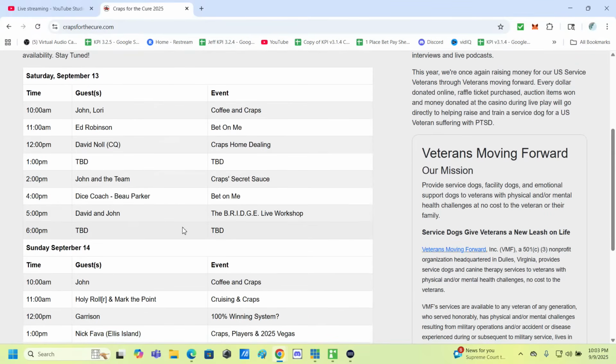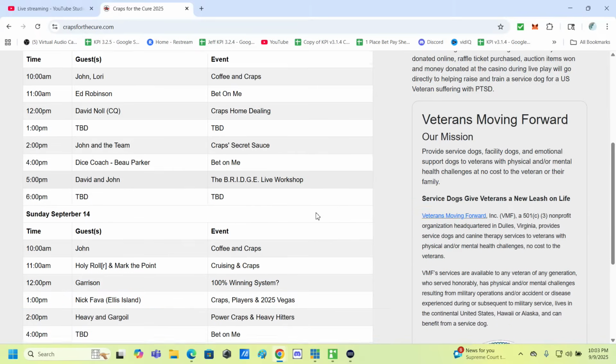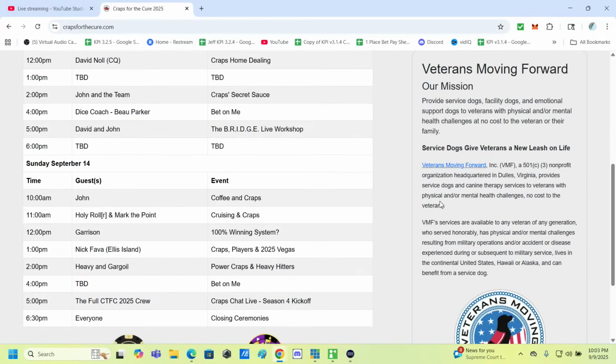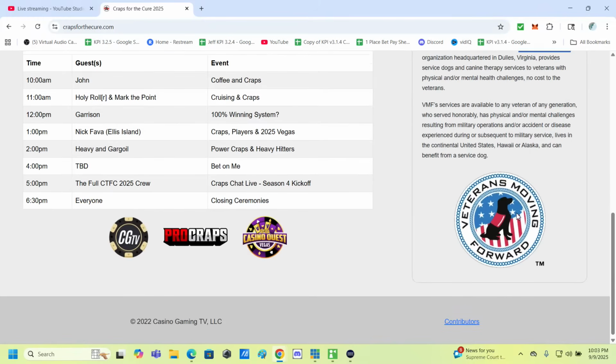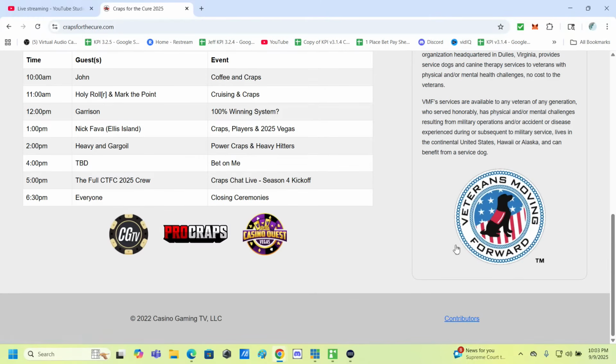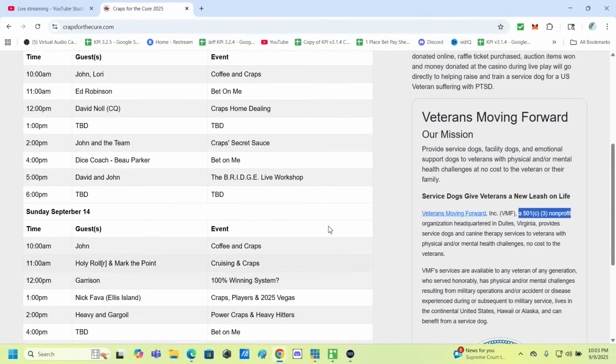It opens up at 10 o'clock with John and Lori. And Lori is the representative from the Veterans Moving On. I'll scroll down here to the bottom on the right-hand side of the page. You can see, I'll highlight it here, this is the group. It is a legitimate 501c3 nonprofit organization, and you can find out all of their information here about the group as well.